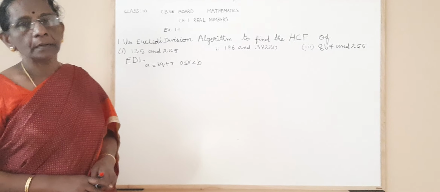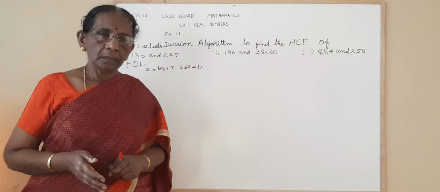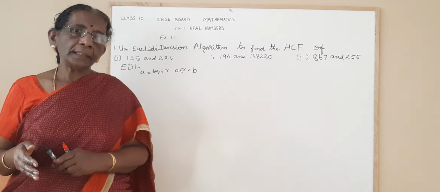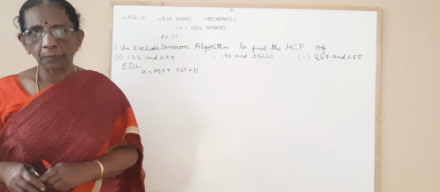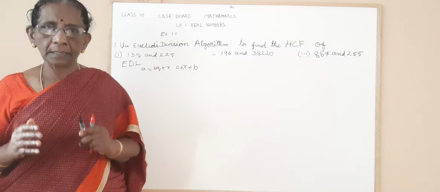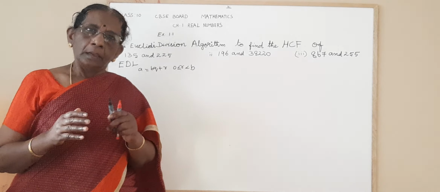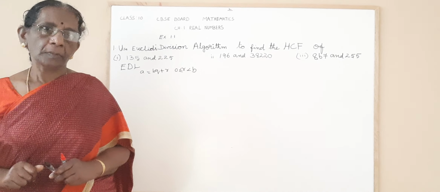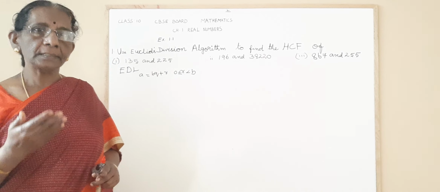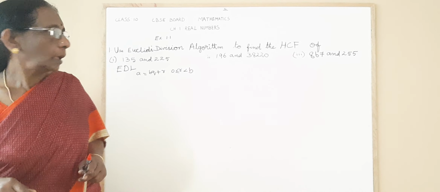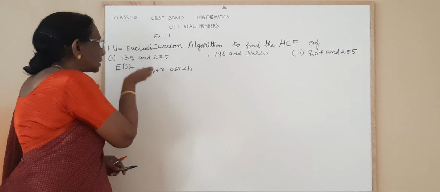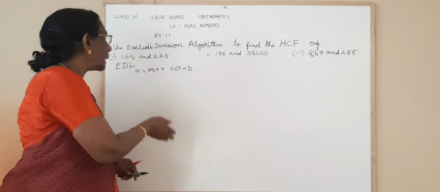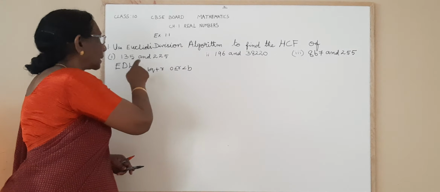Algorithm is nothing but a series of well-defined steps that gives a procedure to find the solution of a particular problem. Okay, so what is Euclid's division algorithm? Now we are going to use Euclid's division lemma step by step to find the highest common factor of the given numbers.